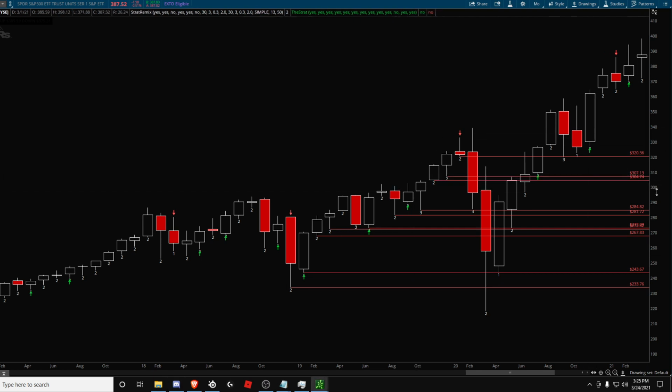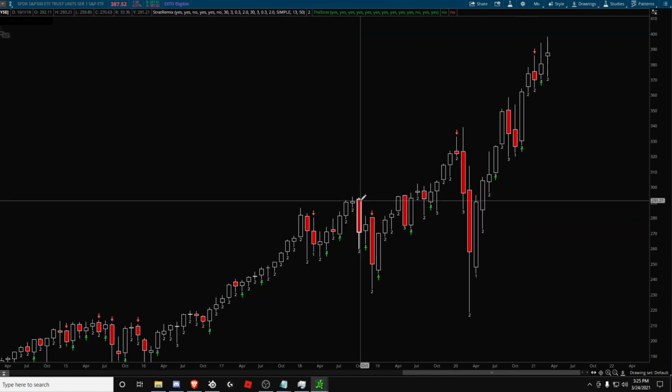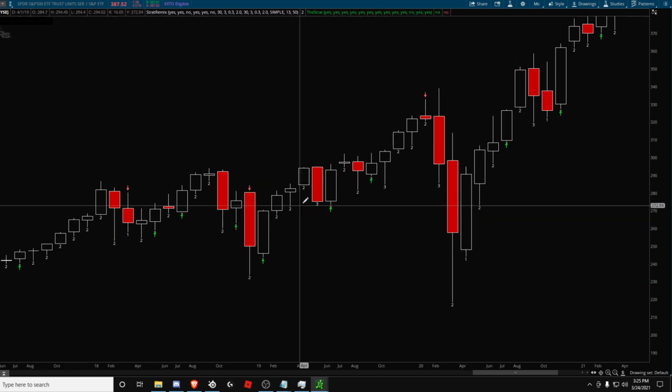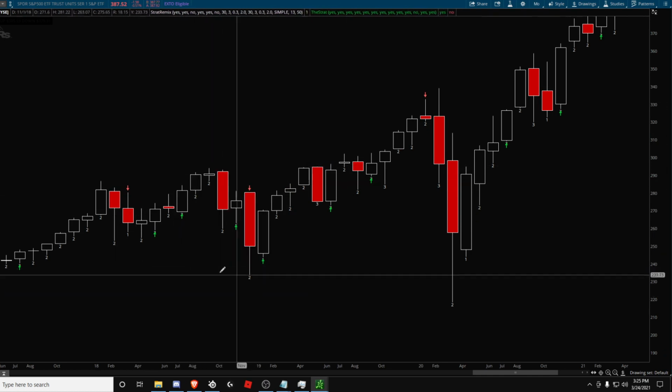Same. All right. So if you're completely new, okay, then I'm going to explain the whole strat. So this is going to be a little longer. So there's three things about the strat. It's time frame continuity, the bar types, and the broadening formations.